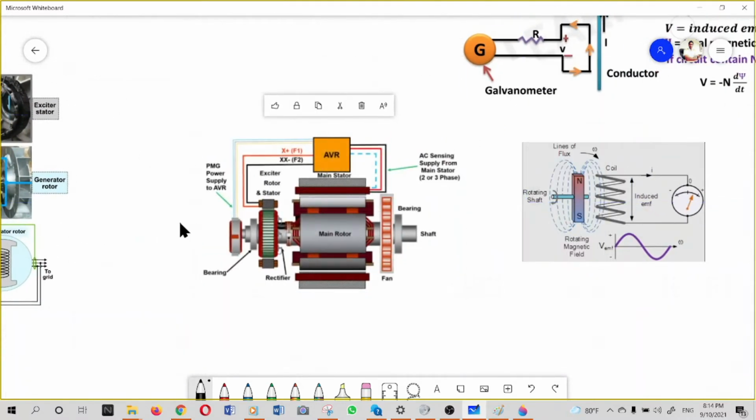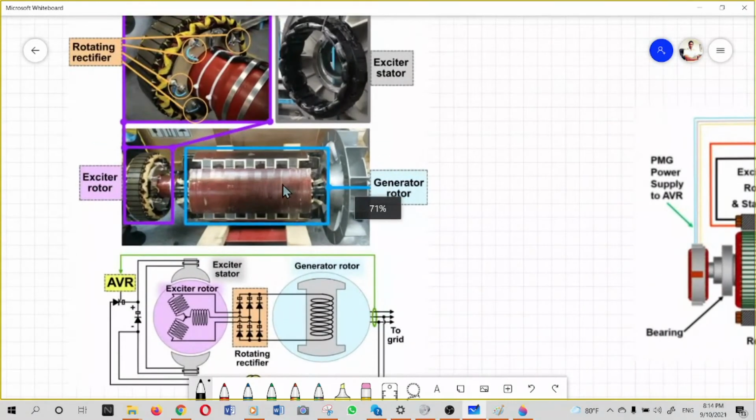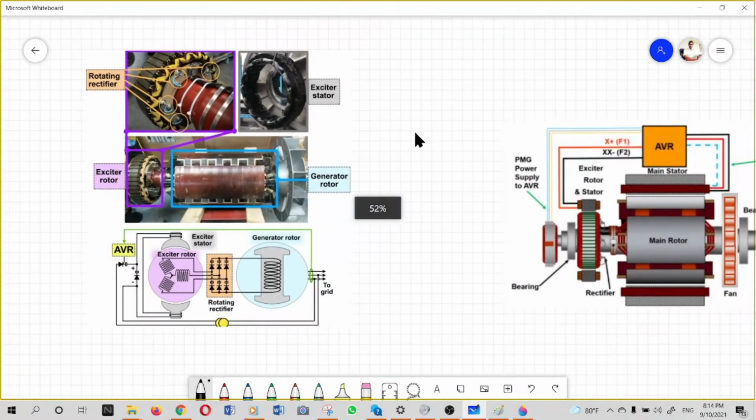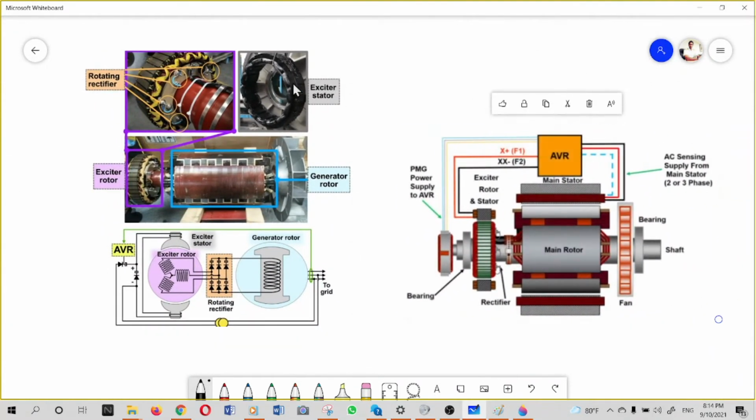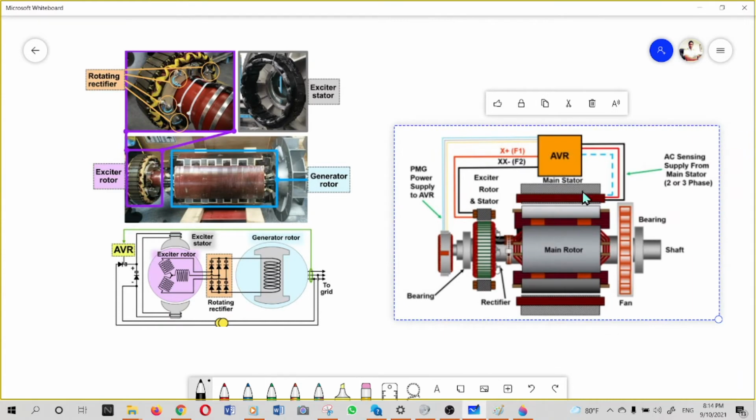Okay, now we can see here, as we discussed earlier, this is the main rotor, so we can see the main rotor like that, the fan, and this is the exciter rotor, and the rectifier bank is there. We will discuss what is the purpose of that. So the physical view is like that.